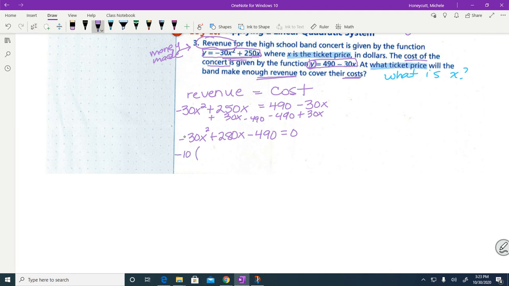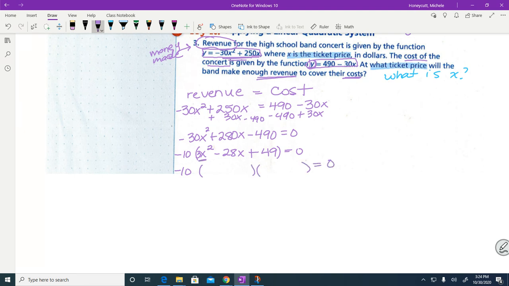So if I factor out negative 10, I'll have... actually that's 3x squared. Negative 30 divided by negative 10 is 3x squared, minus 28x plus 49 equals 0. So now let's try to factor. Bring down that negative 10.